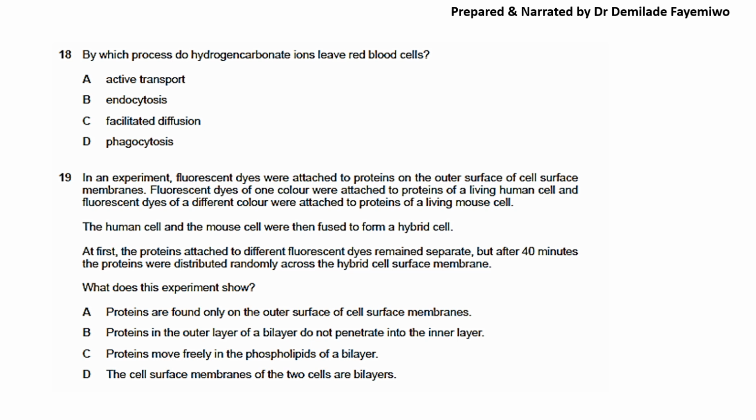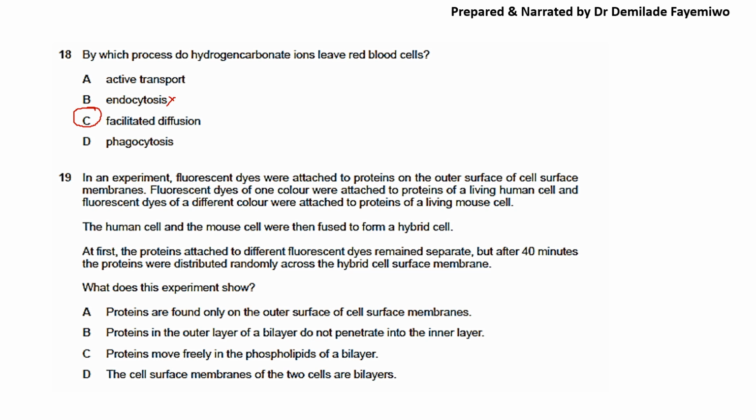So number 18, by which process do hydrogen carbonate ions leave red blood cells? They don't leave through active transport, that's for sure. They don't leave by endocytosis. Again, endocytosis means that something is being engulfed. They don't leave by phagocytosis either, because phagocytosis has more to do with the intake of bacterium and things that invade the cell. So they leave through facilitated diffusion. And I think this is something that you learn in chapter 8. So if you're not really sure, please make sure you check out chapter 8 to be able to understand that a little bit more.